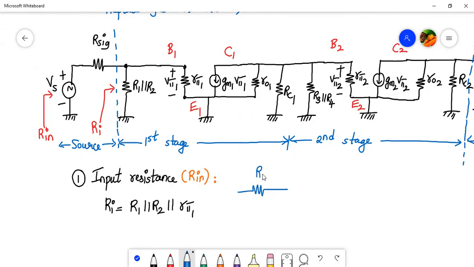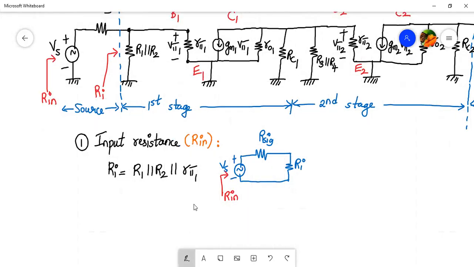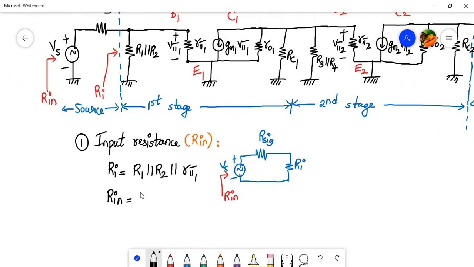So we have Rsig, and here we have Ri, and here we have the voltage source. Okay, now the input side looks something like this. So what will be the resistance looking from here? This Rin will be Rsig plus Ri. Simple, they are in series. So that is what we will write next. So Rin will be equal to Ri plus Rsig. Okay, so that becomes my input impedance of the circuit.